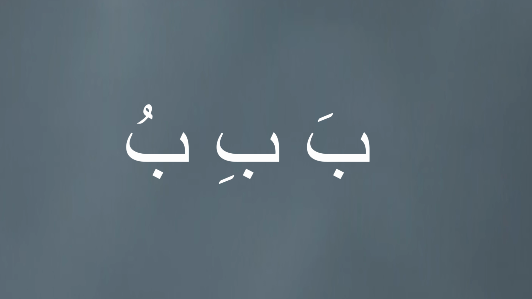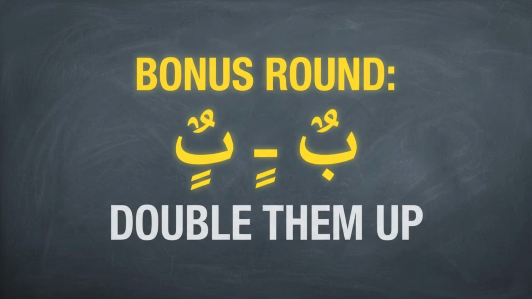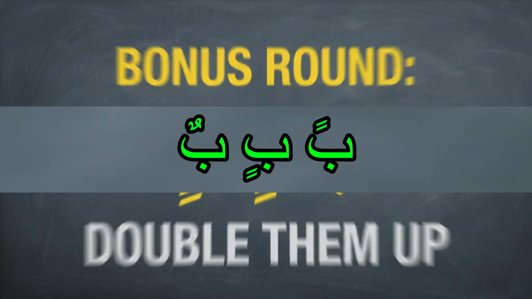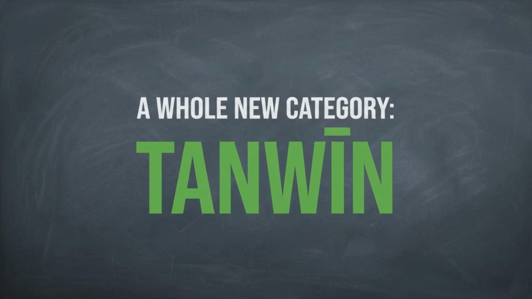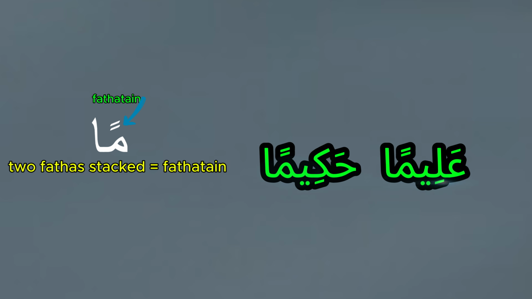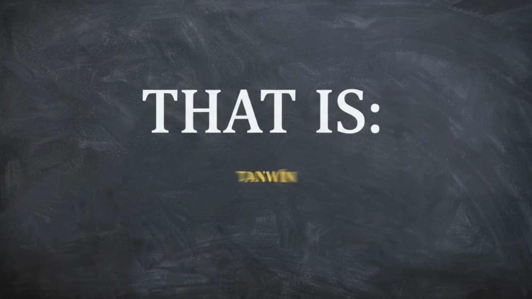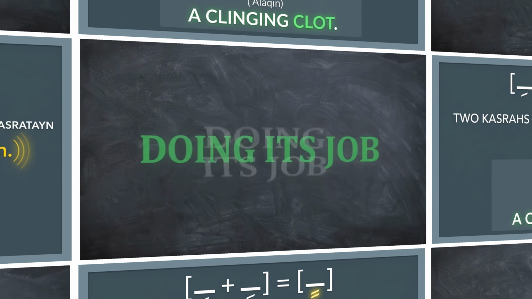All right, remember our first 3, Fatḥah, Kasrah, Ḍammah. Arabic has a bonus round. Double them up and you get a whole new category called tanween. 2 fatḥahs stacked equals fatḥatain. Sound, an. Aliman, hakima. All-knowing, all-wise. That an ringing at the end of Allah's names, that's tanween doing its job.